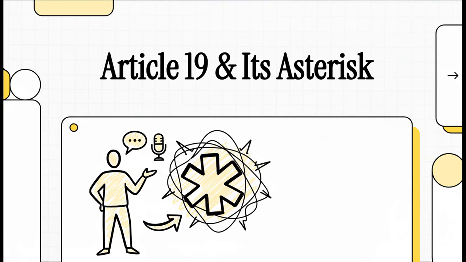All right, let's dive right in. We're talking about one of the most important pieces of the Indian Constitution today, Article 19. It's often called the bedrock of our democratic freedoms. But, and this is a big but, it comes with a pretty significant asterisk.